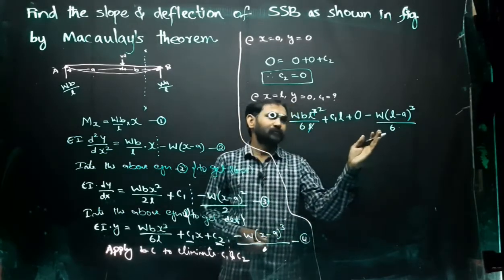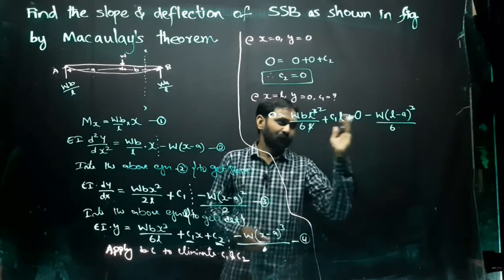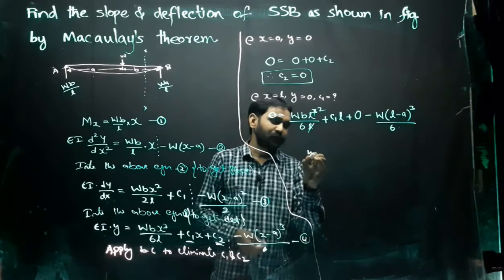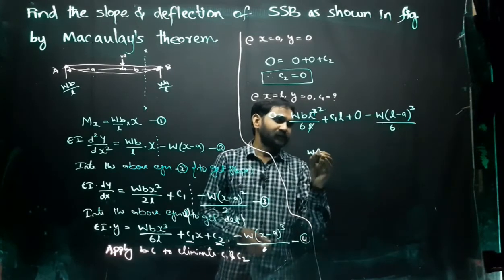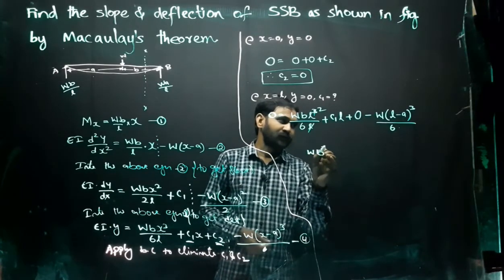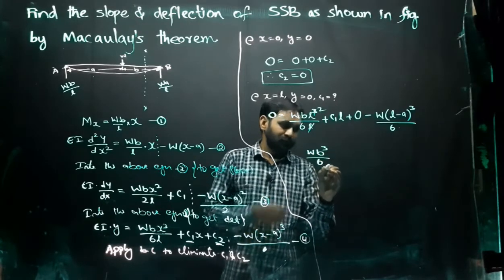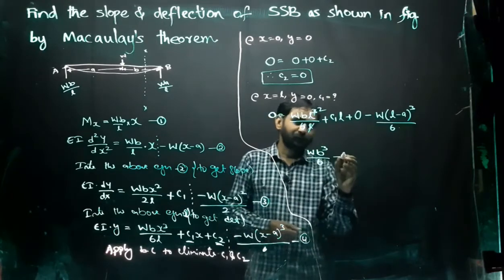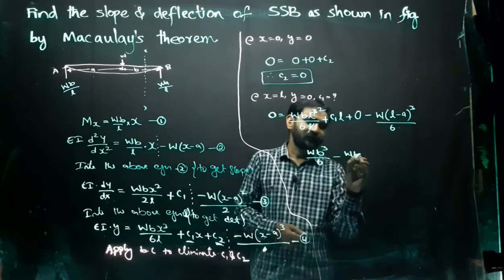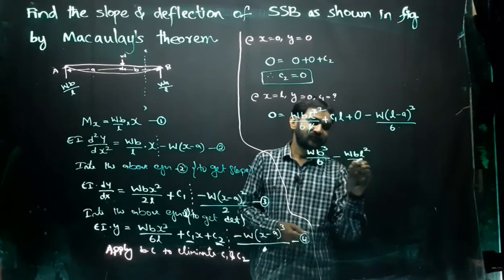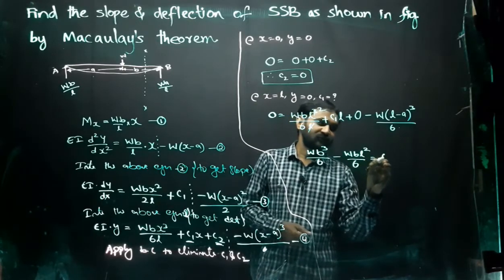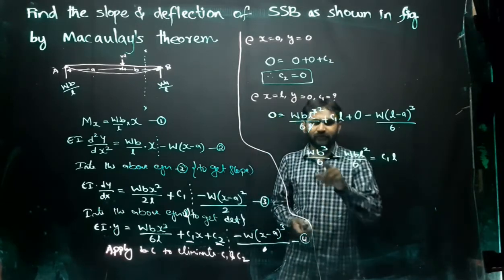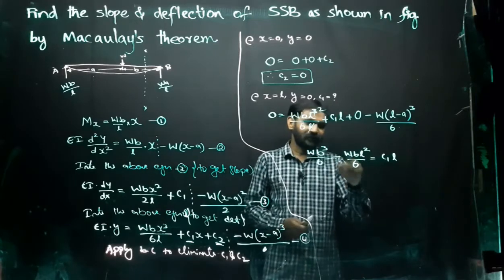I have to find the C1 value, so I am sending this to this side. This is minus, so it will become plus. W into x minus a will become, as we have seen, WB cube by 6. Then this becomes minus, it is plus, now it will become minus WB L square by 6, is equal to C1L. Therefore C1L equals WB cube by 6 minus WB L square by 6.